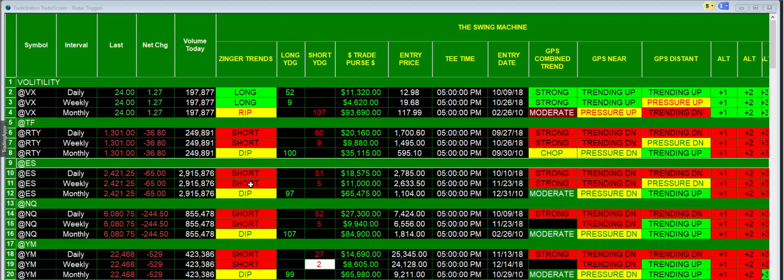The weekly is in a bear market. The S&P 500 went into a bear market 5 weeks ago, on November 23rd. The monthly is also hinting that we could be pushing into a recession.